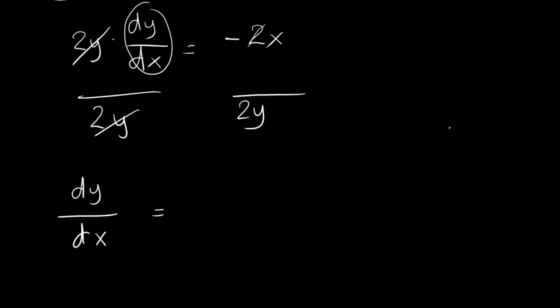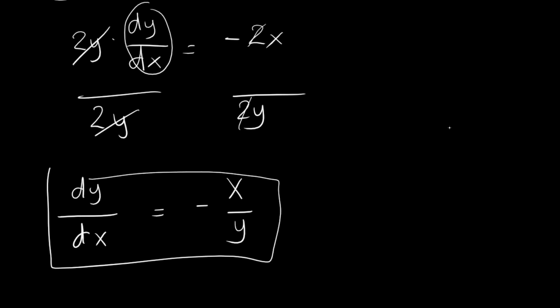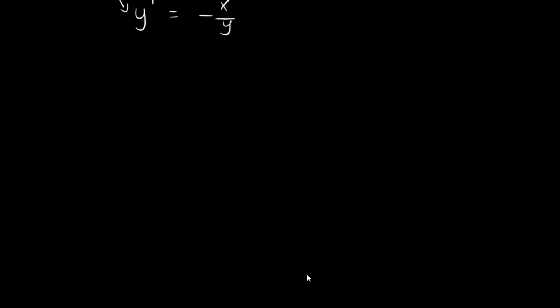Tapos, makakancel si 2 dahil 2 over 2 is equal to 1. And that will be equal to negative x over y. Okay? So, ito na yung sagot. Sometimes, itong dy over dx, gaya yung sinabi ko kanina, pwede rin siyang maging y prime. So, minsan, nire-represent na lang siya as y prime para mas mabilis isulat. So, kung sagot nyo, y prime is equal to negative x over y, that is also equal to dy over dx.